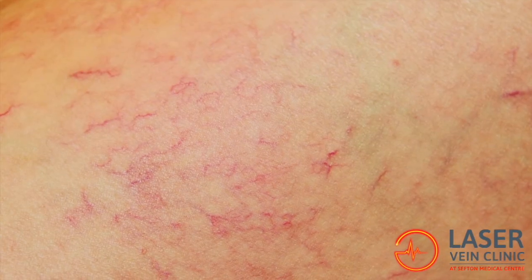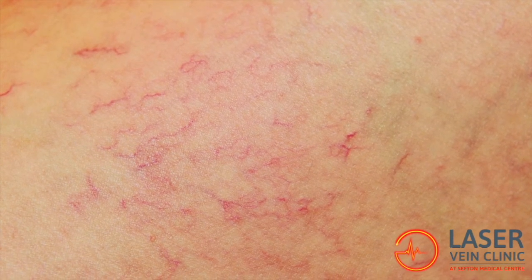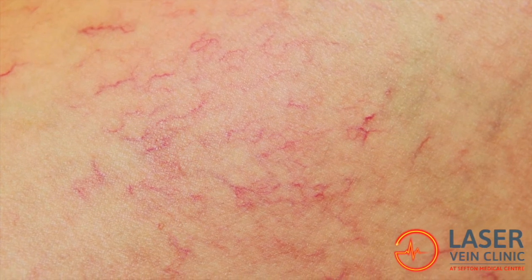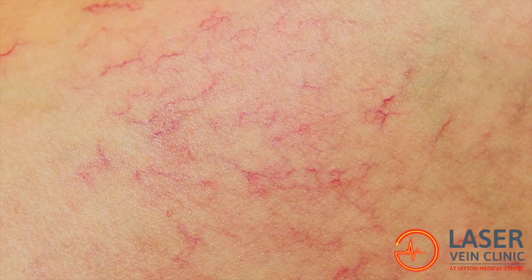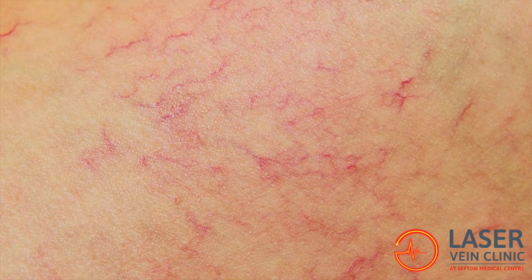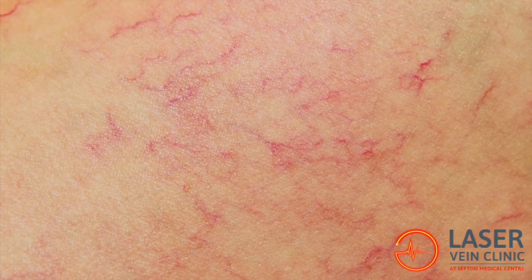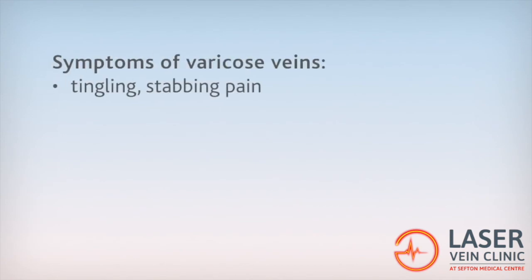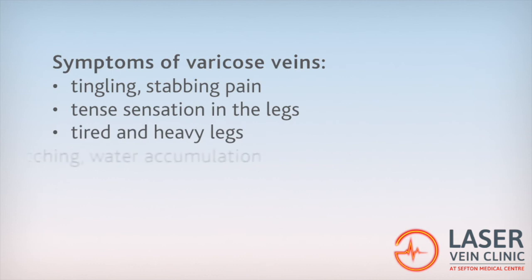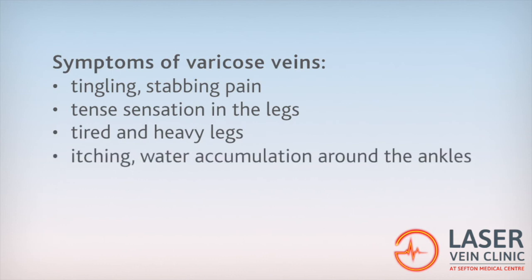What symptoms are caused by varicose veins? Many patients first see a doctor because of the unattractive appearance. Even spider veins can cause symptoms and may be the first visible signs of increasing venous weakness. The most frequent symptoms of varicose veins are tingling, stabbing pain, and a tense sensation in the legs. Tired and heavy legs, itching, water accumulation around the ankles, and cramps may occur as well.